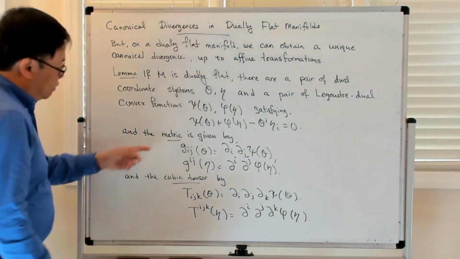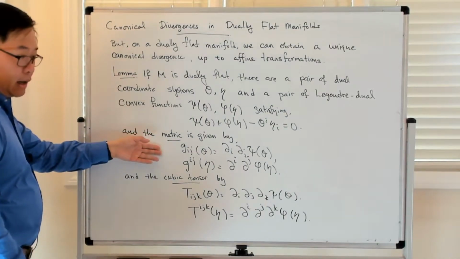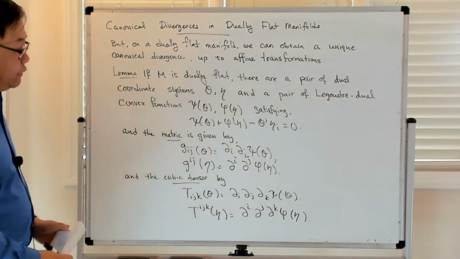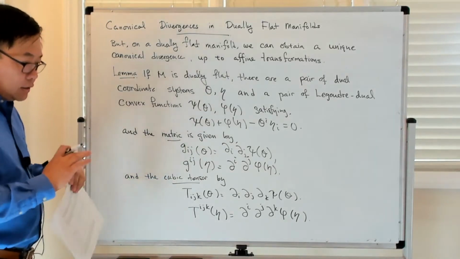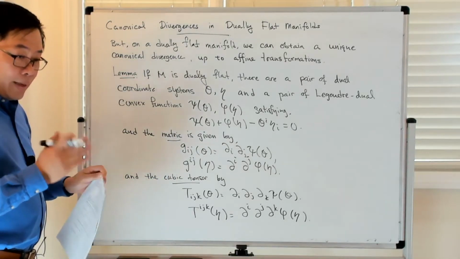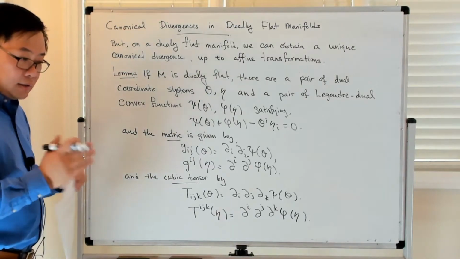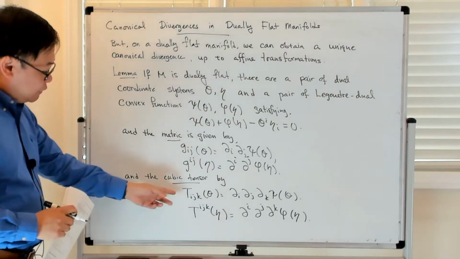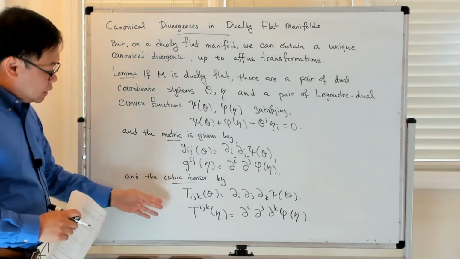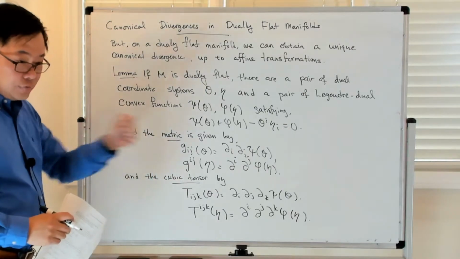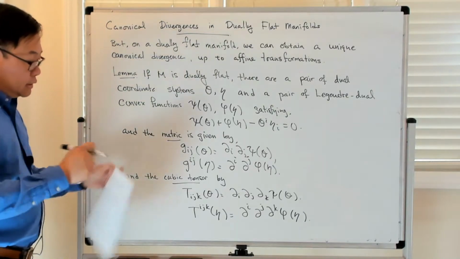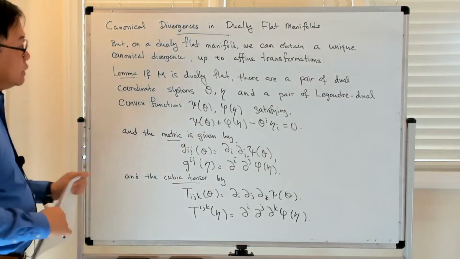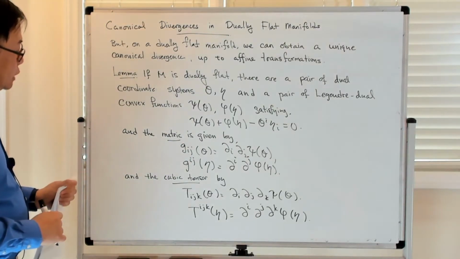All right, and again, let me remind you that if you have a Riemannian metric, you can induce the Levi-Civita connection, and then what the cubic tensor does is to tell you how the dual pair of affine connections is perturbed from the Levi-Civita connection. So the cubic tensor shifts the Levi-Civita connection to give you this dual pair of affine connections.